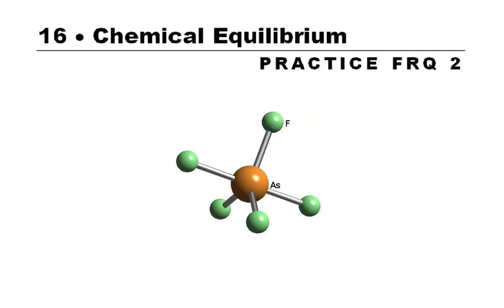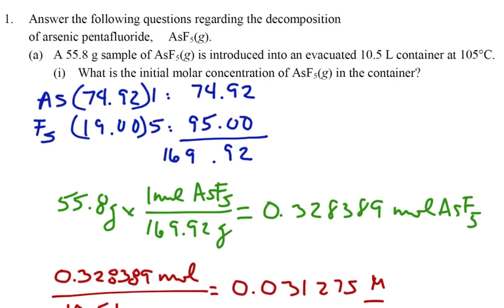Let's go over the answers for Chapter 16, Practice FRQ number 2. Now this is dealing with a molecule called arsenic pentafluoride, AsF5, and I just put a picture of it here just so we can get a feeling for what the molecule looks like. Not important to the problem.